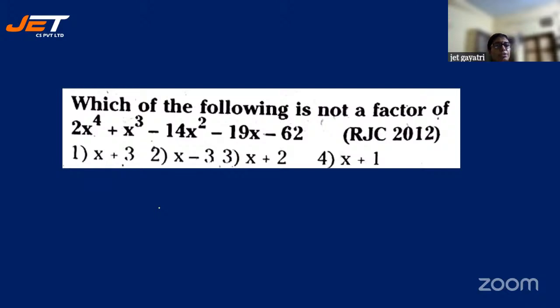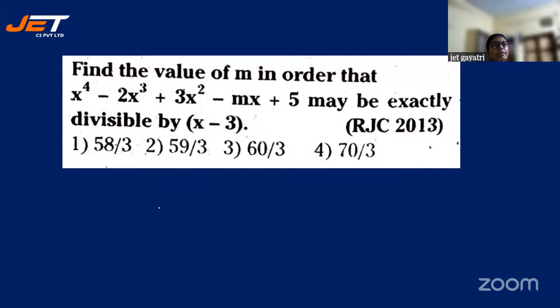Which of the following is not a factor of 2x power 4 plus x cube minus 14x square minus 19x minus 62? Is it x plus 3, x minus 3, x plus 2, or x plus 1? All right. So it should be x plus 3. Fine. With the same note, you can also finish off this question.